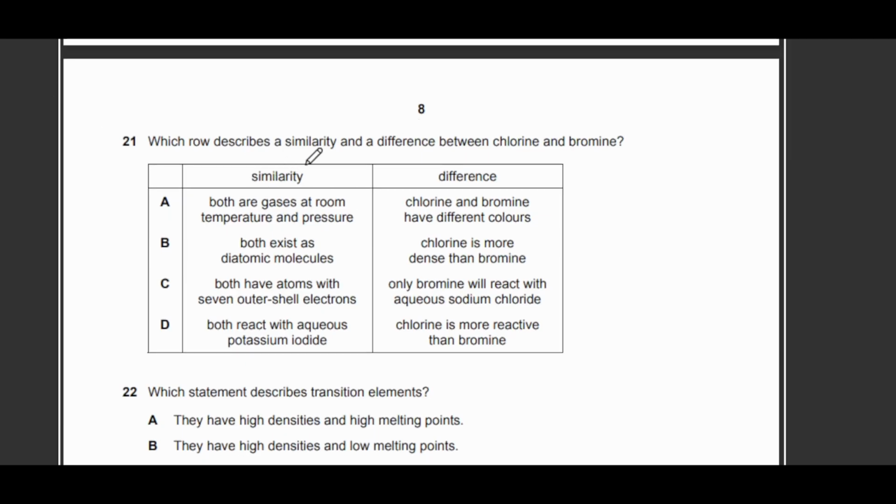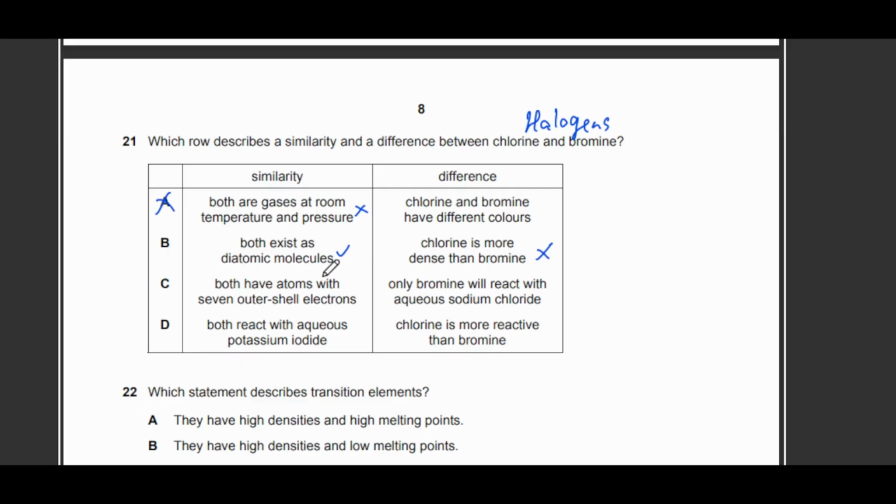Which row describes the similarity and the difference between chlorine and bromine? So these two are halogens. Okay, so let's see the question. Both are gases at room temperature and pressure. This is wrong. Bromine would be a liquid. Both exist as diatomic molecules. Okay, this is correct. Chlorine is more dense than bromine. This is wrong. Bromine is more dense than chlorine.